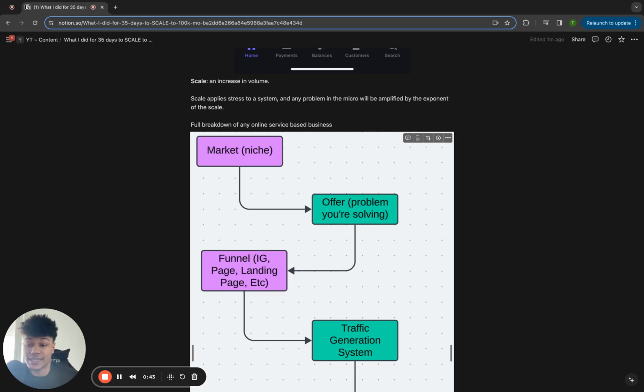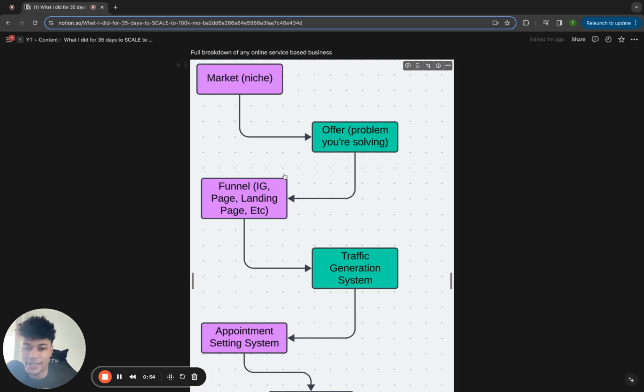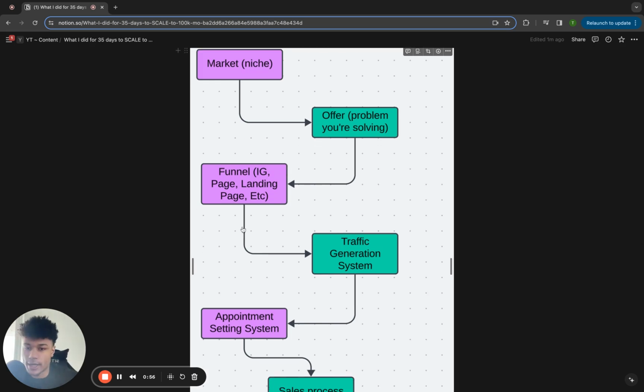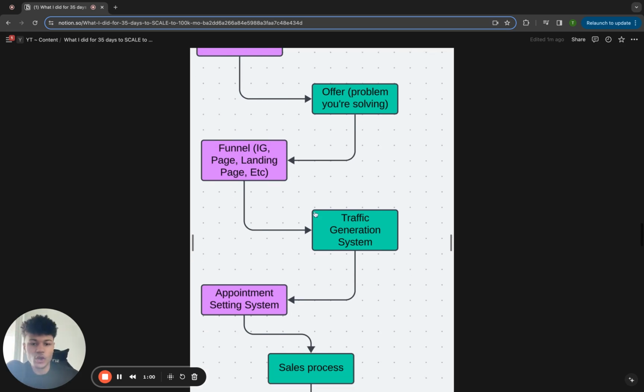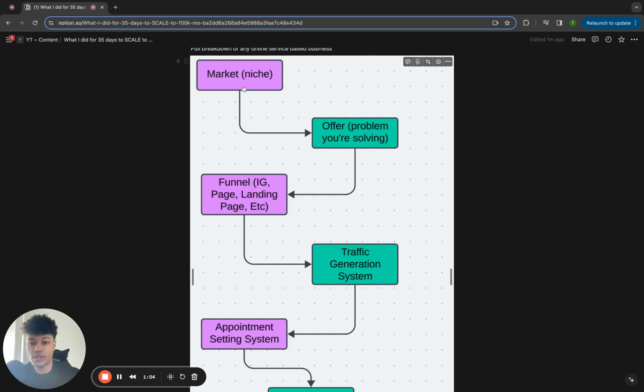You have your market. This is who you are going to pitch your offer, your solution, your problem. You have your offer, which is what you are providing people to solve their problem. You have your funnel, your IG page, landing page, etc. This right here is where your market and your offer meet. You then have a traffic generation system. This is how you send traffic to this funnel where the market and the offer are meeting.